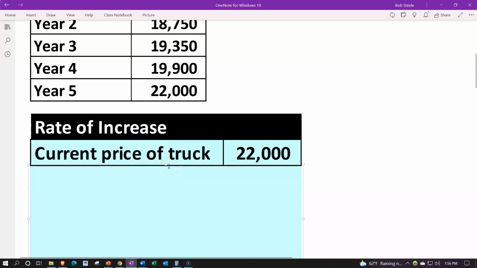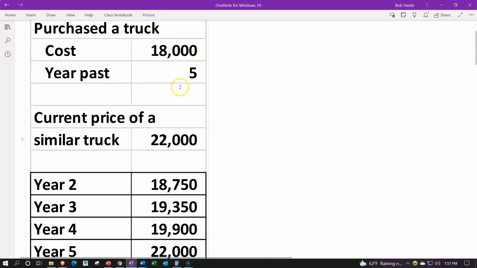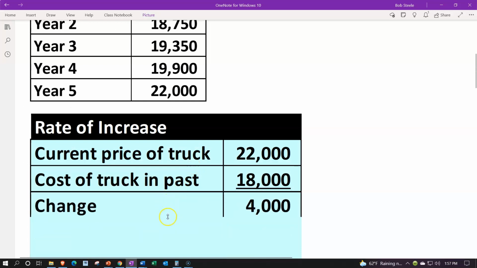What we would do is we'd say the current price is $22,000. We're going to compare that to the cost of the truck in the past, which is $18,000. The difference between the two is going to be $4,000. So we have a $4,000 difference over the 5-year time period. Again, that can be useful knowledge for us to know with regards to trucks.